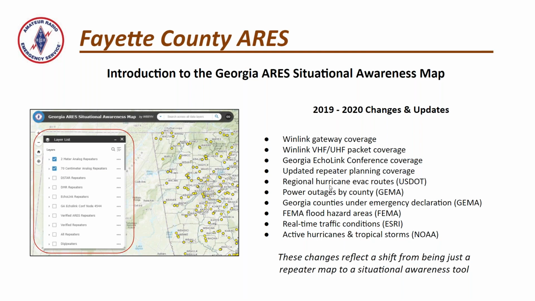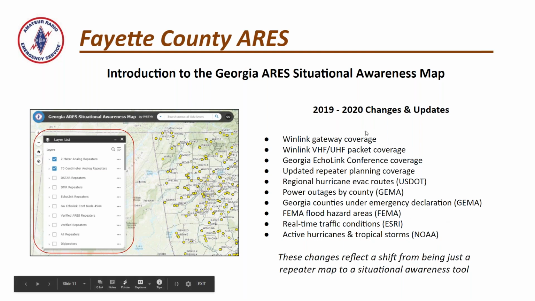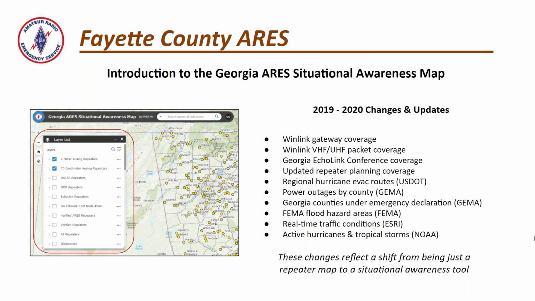Added other things like the regional hurricane evacuation routes, power outages, flood hazard areas, real-time traffic conditions. And the addition of these layers really reflects the shift from being just a repeater map to a situational awareness tool.